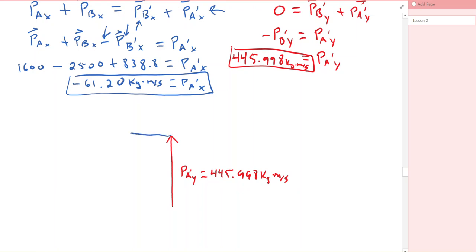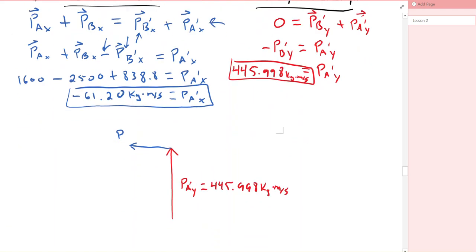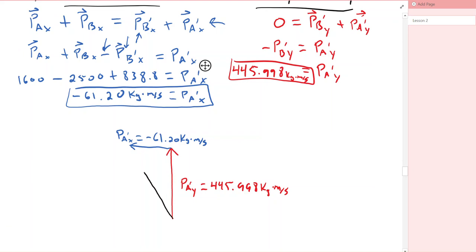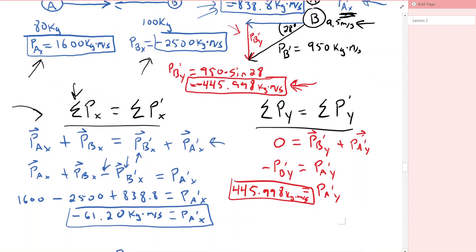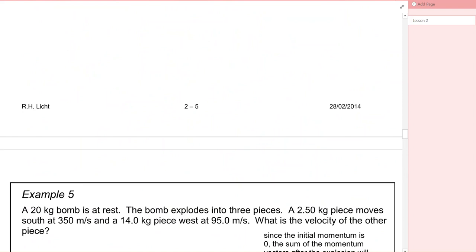we have it going this way, right? Because it's negative. So now we've got momentum of A after in the x is equal to negative 61.20 kilograms times meters per second. All right, so what I want you to notice, if we connect these lines here, so this one to this one, right? That should be a right angle triangle, by the way. I drew my triangle wrong, right? The one I originally had up, what's happening?